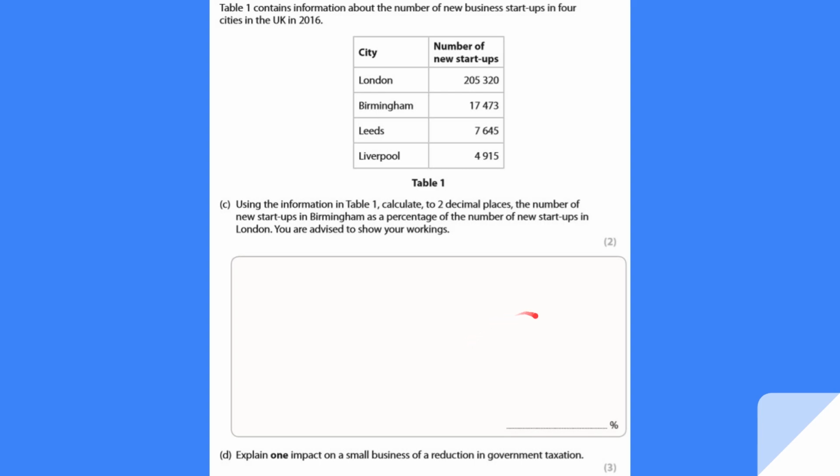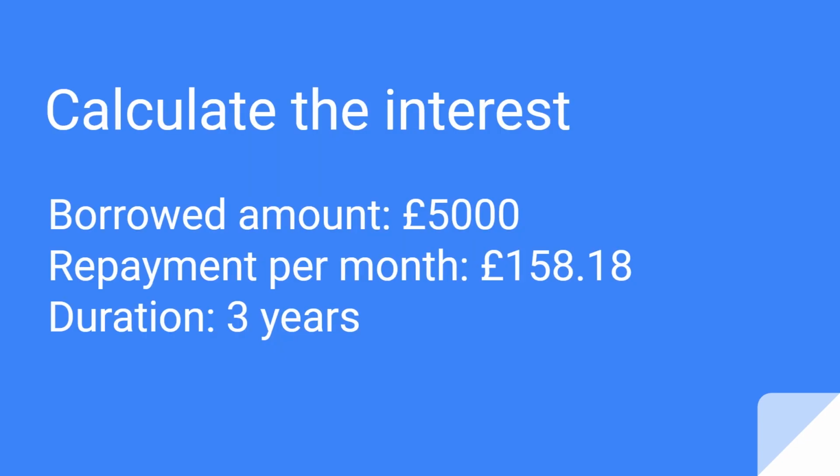Explain one impact on a small business of a reduction in government taxation. That may mean that less income tax is payable. That may mean that consumers have more money to spend. That may mean that sales may rise. So it could be something along those lines. That would work nicely. So what about this one then?